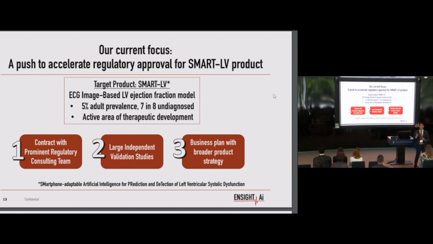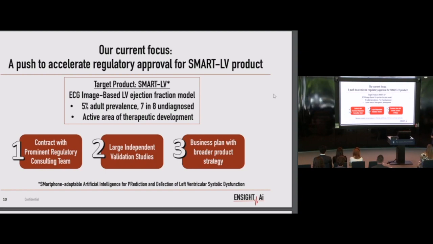I'll give you one example, one of the last things I would mention, which is this tool, Smart LV. This detects if you have a weak heart muscle. 5% of US adults have this disorder, and 7 in 8 of those people are not diagnosed before the onset of symptoms, losing that critical window where you can intervene with interventions and therapies. Many of them are being developed every day.